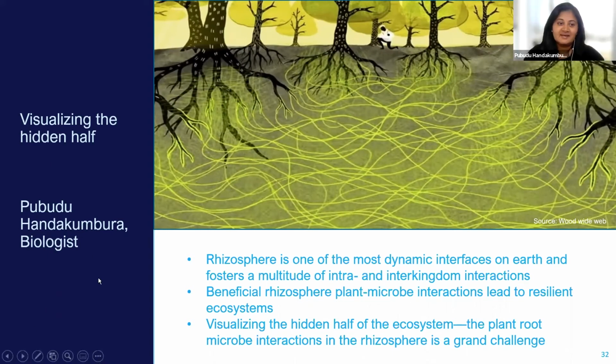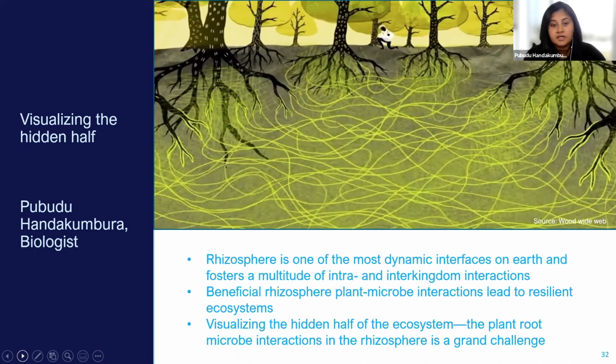Thank you, Tamas. So I am Pubudu Handakumbura. I am a plant biologist and a team lead at EMSL. And today I'm going to share a case study where we have used XCT and some of the other analytical platforms at EMSL to visualize the root rhizosphere zone.